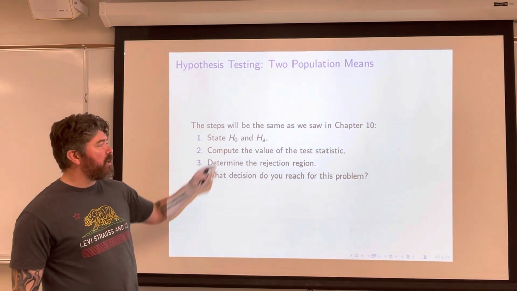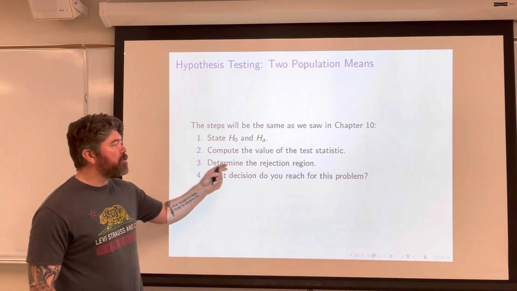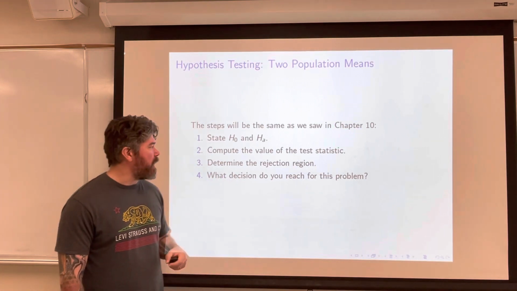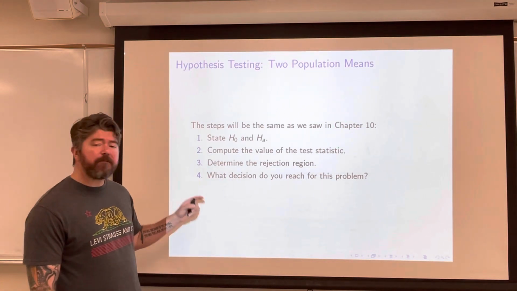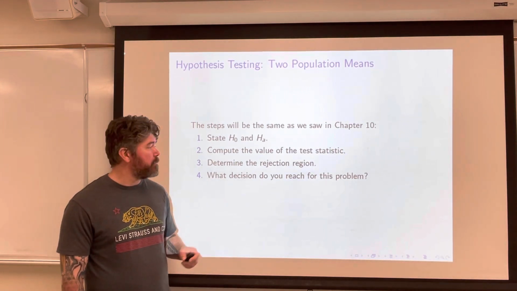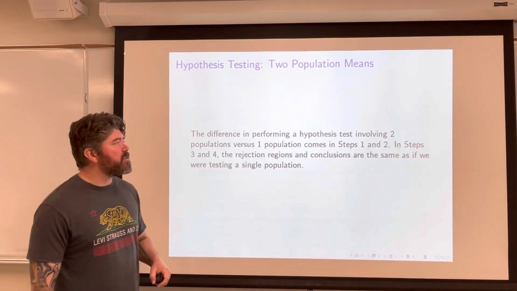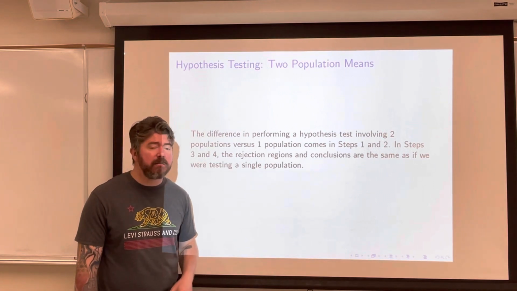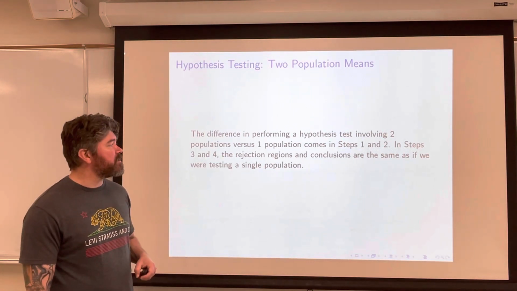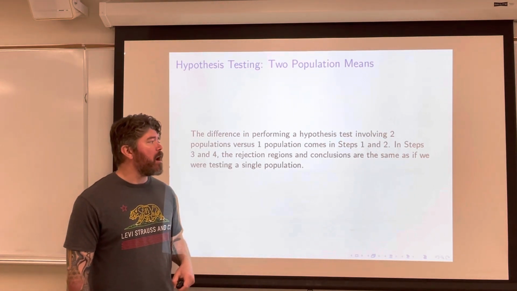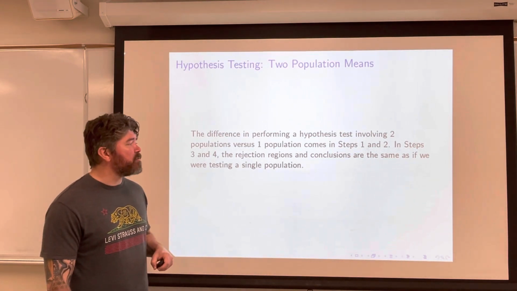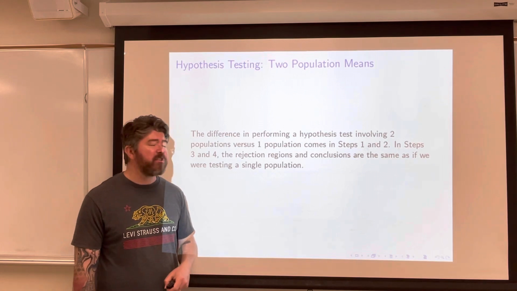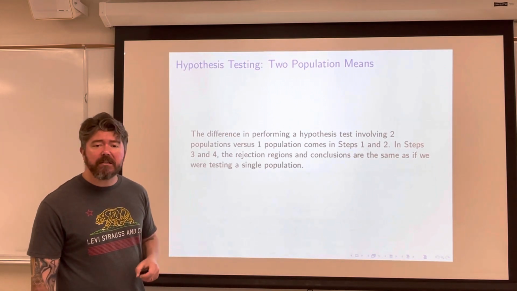Step 1, state the hypotheses. Step 2, calculate our boundary value. Step 3, determine the decision rule. And step 4, we want to conclude. The difference in performing a hypothesis test involving two populations versus one population comes in steps 1 and 2. In steps 3 and 4, the rejection regions and conclusions are the same as if we were testing a single population.